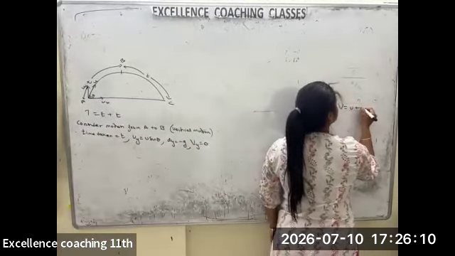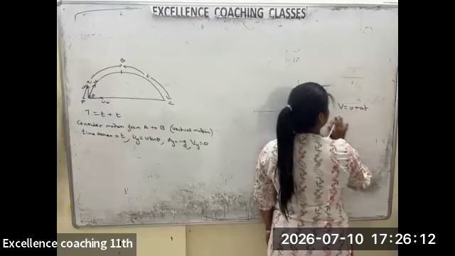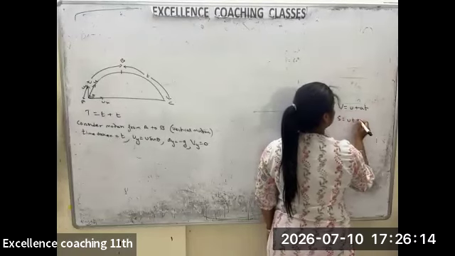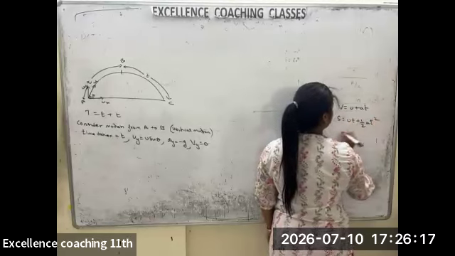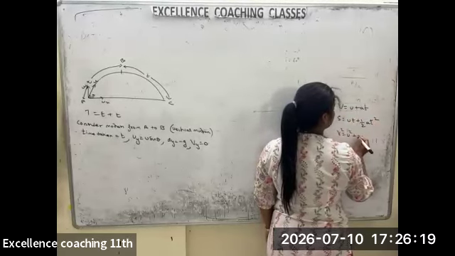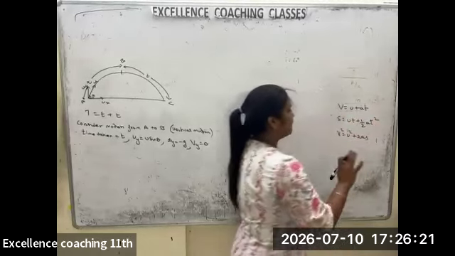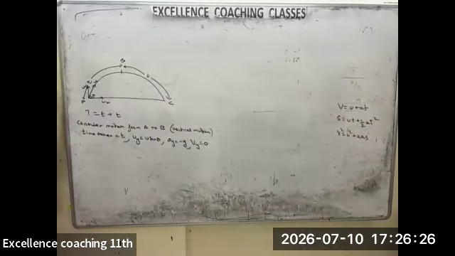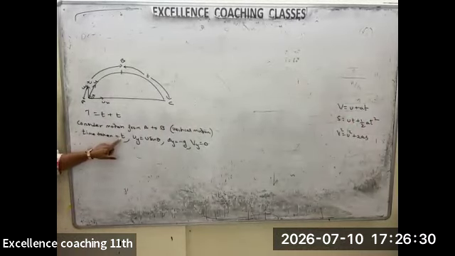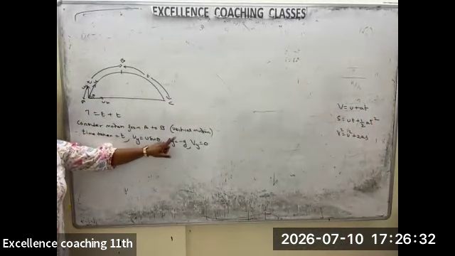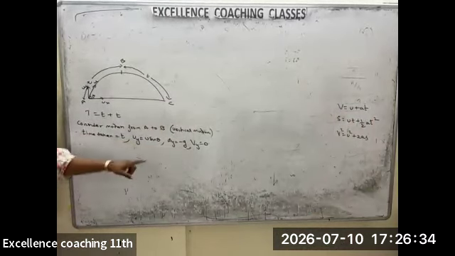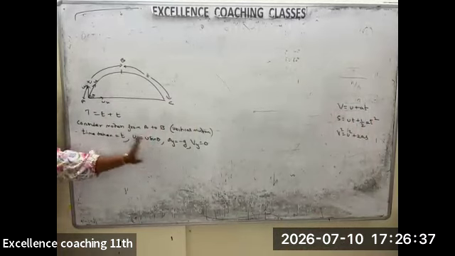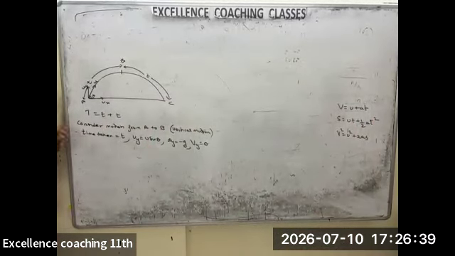Remember your kinematic equations. S is equal to ut plus half at square. V square is equal to u square plus 2as. Now instead of acceleration a you will have g. Now time you want to find out. U is given to you, a is given to you, v is given to you. Final velocity is given, initial is given, acceleration is given. Which formula you will take to find the time taken? First one.